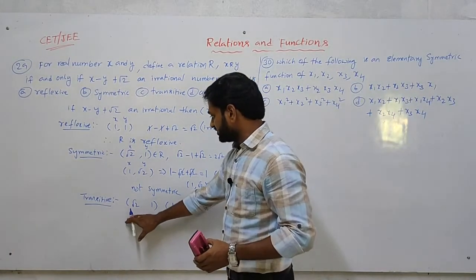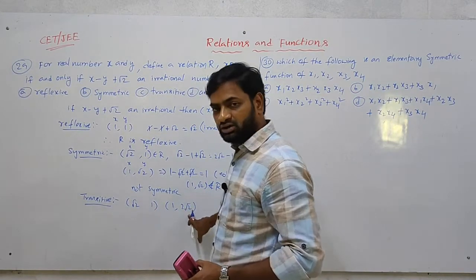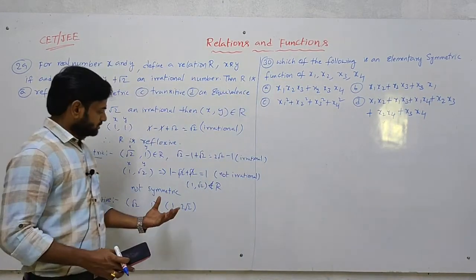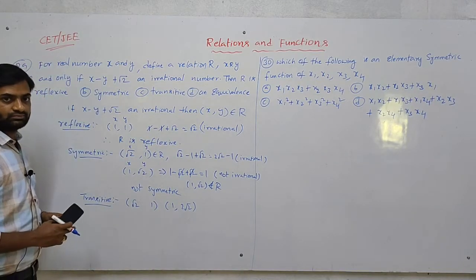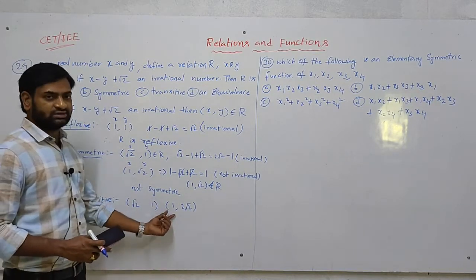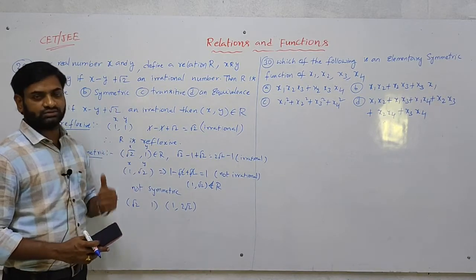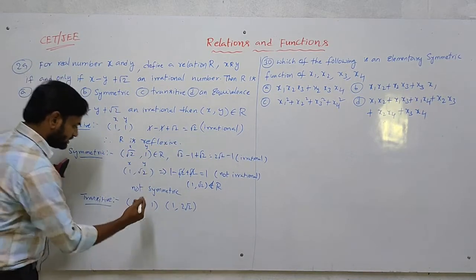So these are the ordered pairs: root 2 comma 1, and 1 comma 2 root 2. If you want, you can check that these two satisfy this condition. These both satisfy this condition. If you want, you can check here.